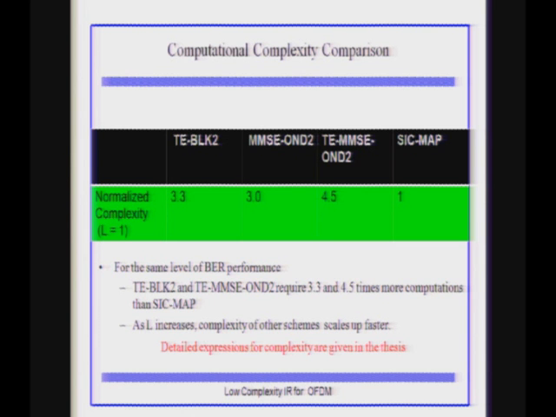Now, this is the SIC MAP, as we call it, successive interference cancellation MAP decoding, which is our technique. Say we call that 1 unit of complexity. Then this Snyder scheme is 4.5 times more complex, whereas the block 2 scheme is not as complex, 3.3 times. So everybody is 300 or more percent more complex than you. Yes. But you know what? This is the day and age of cheap computation. Why do I care? Well, there is a reason, and I'll come to that. I'll address all those questions.